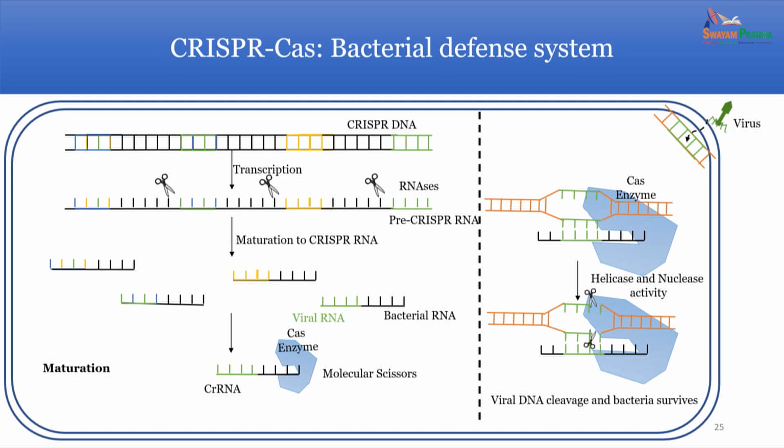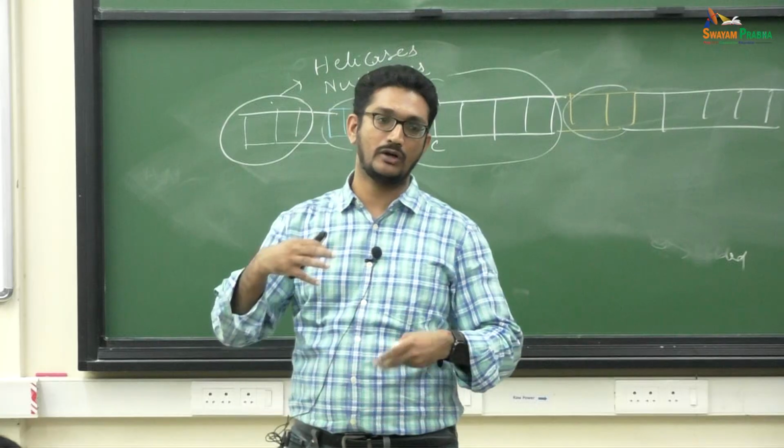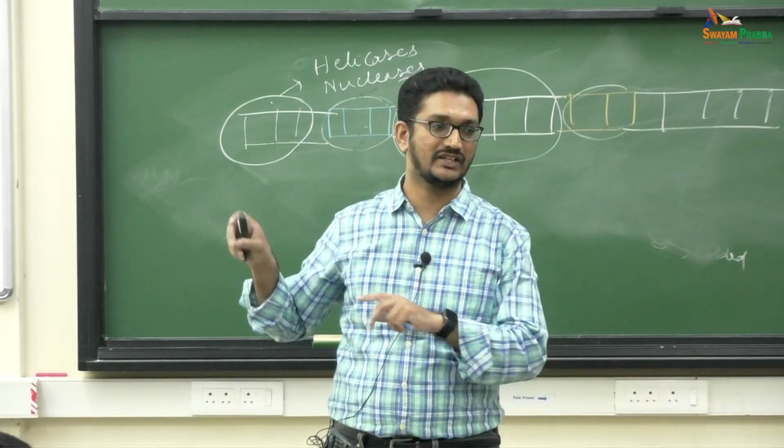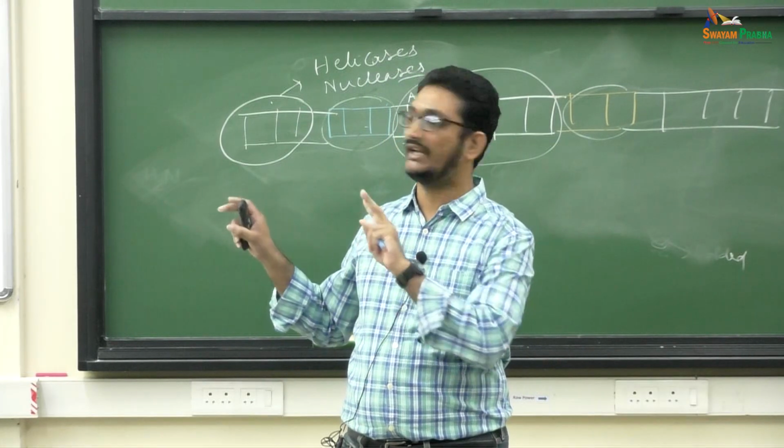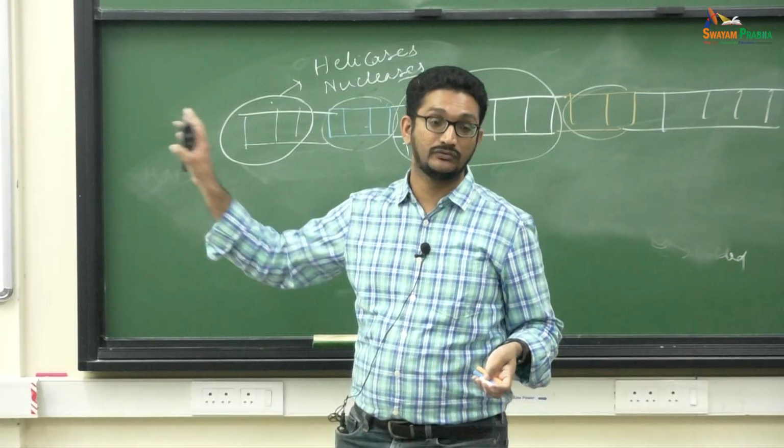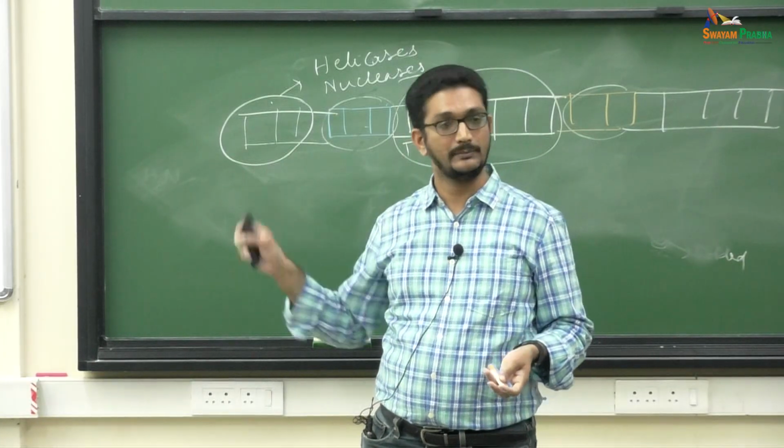So if the same virus attacks again, it will go there and recognize it. Why will it recognize that? Because it is storing it in the form of a complementary RNA. As you remember, all this works on complementarity. So it will go there, complementarily bind to this, and the nuclease enzymes will break those into two separate fragments, so that this viral DNA or viral RNA cannot propagate itself more, and the virus will not be able to affect the bacterial growth. So this was discovered. This is called bacterial immunity.